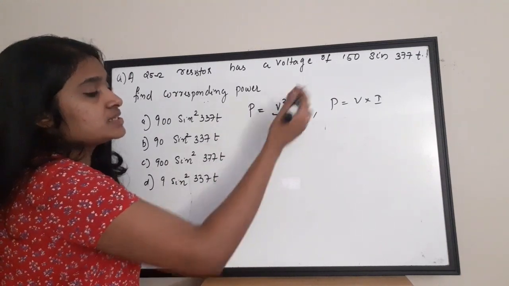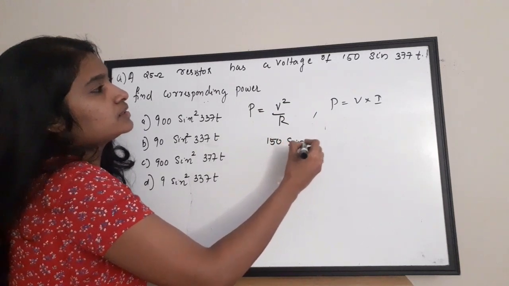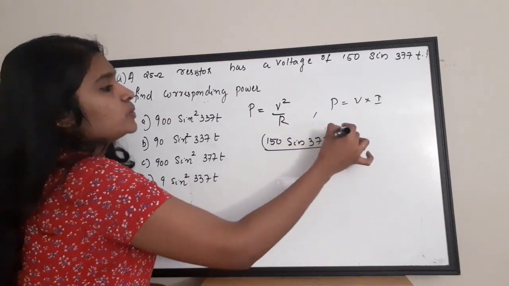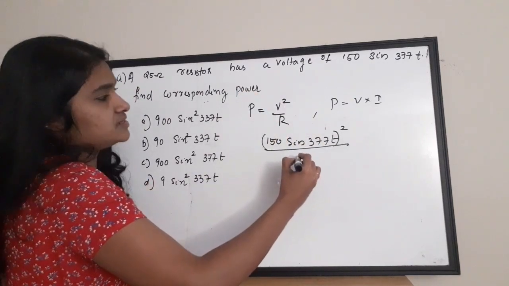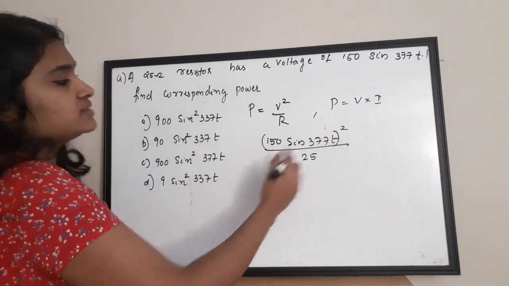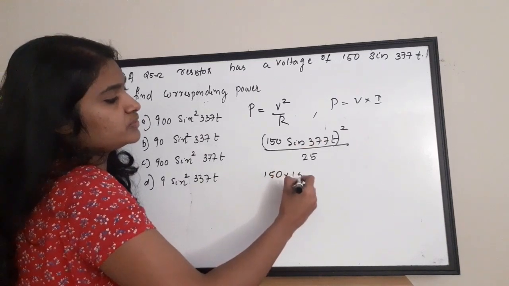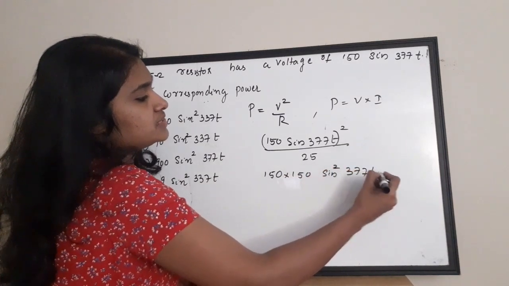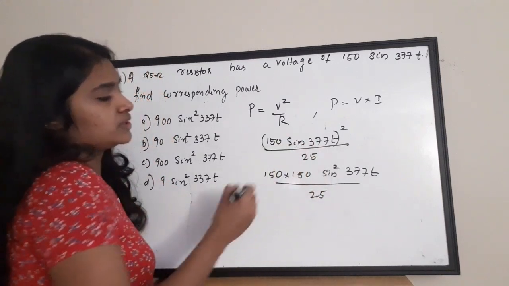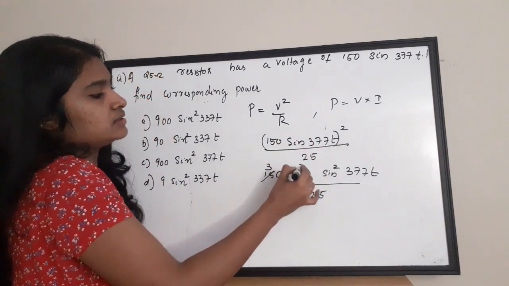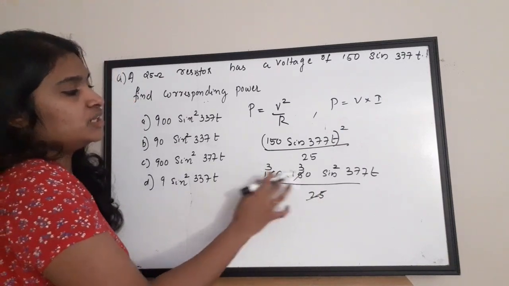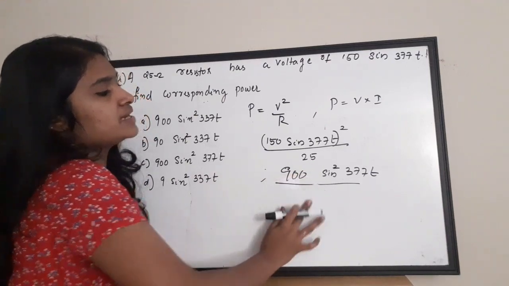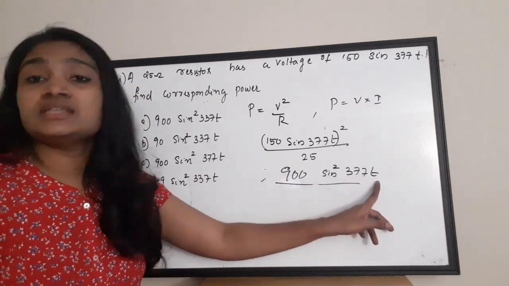Since the question has voltage and resistance, we can use this equation. So the value of V is 150 sine 377t, the whole square, divided by the resistance R, which is 25. So it is 150 into 150 sine square 377t by 25. Dividing it, you get 30 into 30 is 900. So 900 sine square 377t will be your power.